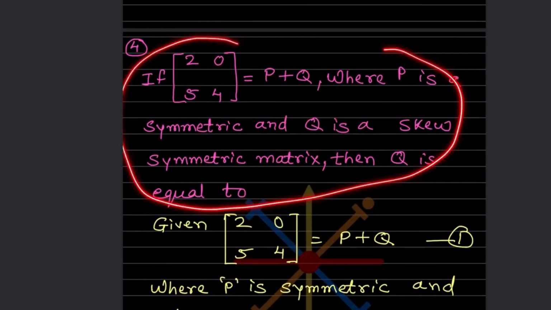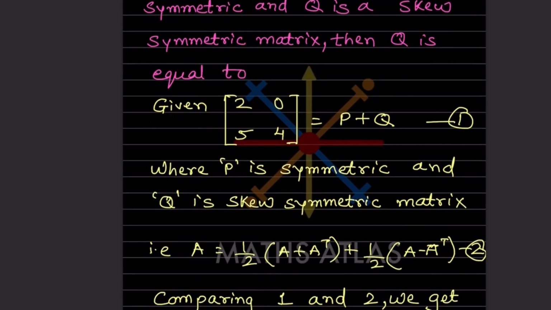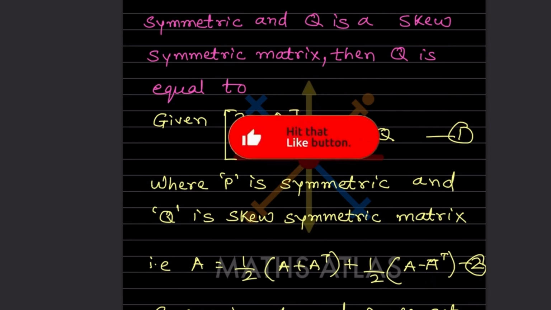Now this is the question given here. If this matrix is equal to P plus Q, where P is a symmetric and Q is a skew symmetric matrix, then Q is equal to. So now let us write this one. A is P plus Q. This will be equation number 1. P is symmetric and Q is skew symmetric matrix. That is what? A is half A plus A transpose plus half A minus A transpose. This is the equation number 2.